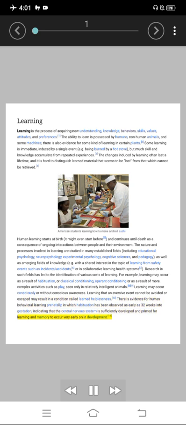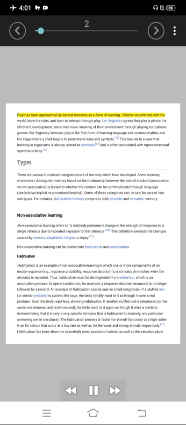Play has been approached by several theorists as a form of learning. Children experiment with the world, learn the rules, and learn to interact through play. Lev Vygotsky agrees that play is pivotal for children's development, since they make meaning of their environment through playing educational games. For Vygotsky, however, play is the first form of learning language and communication, and the stage where a child begins to understand rules and symbols.